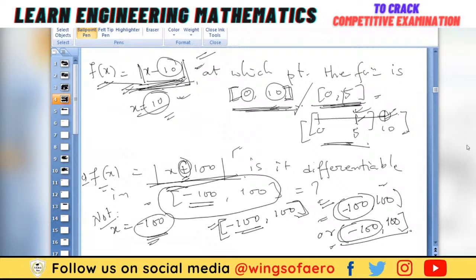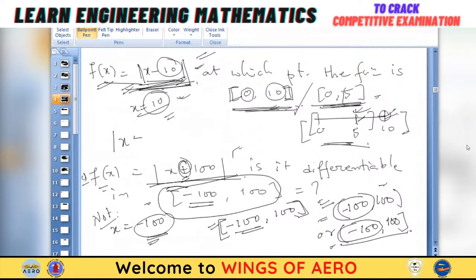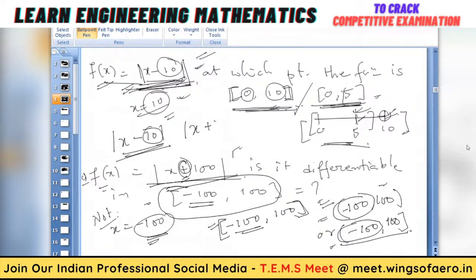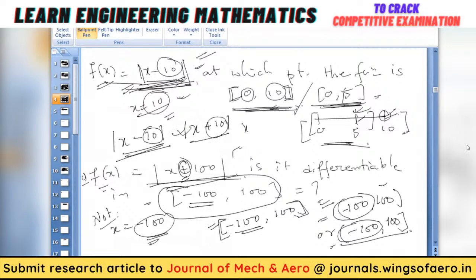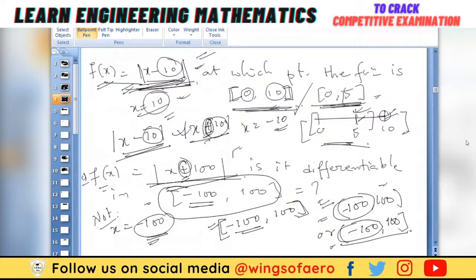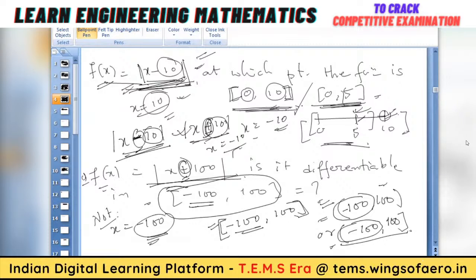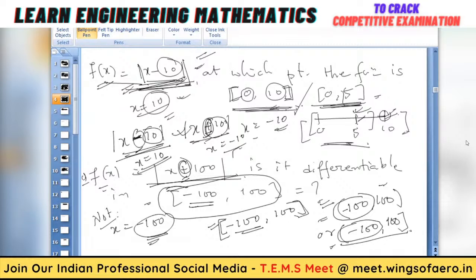So if a mod function is given to you, suppose mod of x minus 10, then this function is not differentiable at x equals 10. Similarly, mod of x plus 10 is not differentiable at x equals minus 10. So if the symbol in between is a plus, the function is not differentiable at x equal to minus 10, and if the symbol in between is minus, then at x equal to 10 the function is not differentiable.